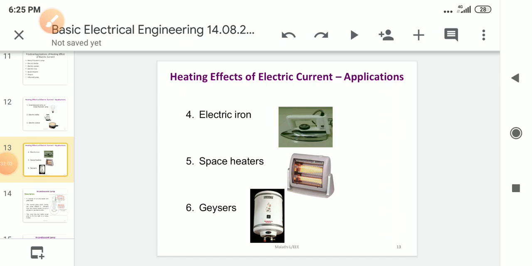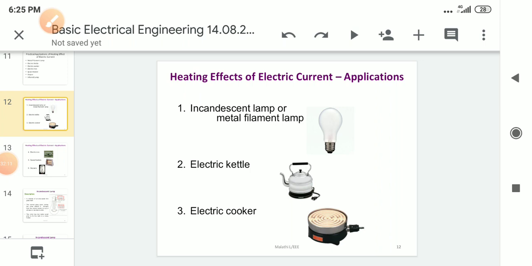Let's see. The first appliance is what? The metallic filament lamp. The lamp in which the light is produced directly by the heat of the filament is known as a filament or incandescent lamp. In previous days, this lamp was very famous. If the filament is broken or damaged, then this lamp becomes useless, right? So this completely works on the basis of the filament only.